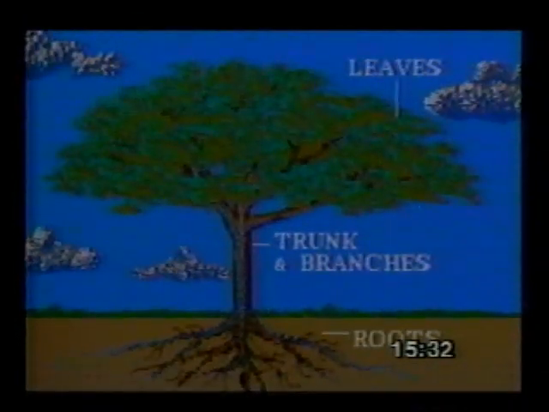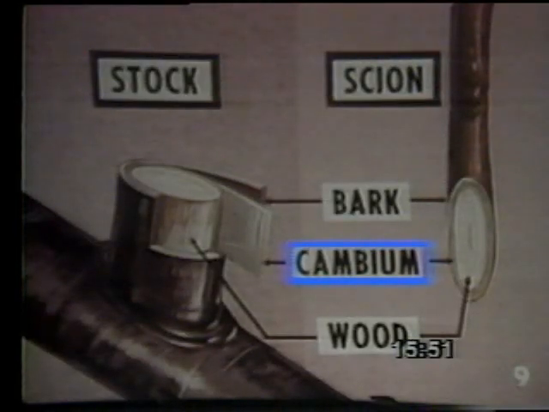A tree has three main parts. The roots anchor it in the ground and absorb water and minerals from the soil. The trunk and branches carry sap and lift the leaves into the sunlight. The leaves are the food factories of the tree. A tree grows high by lengthening its twigs and branches at the tips. A section called the cambium is a layer of cells where growth in diameter occurs.